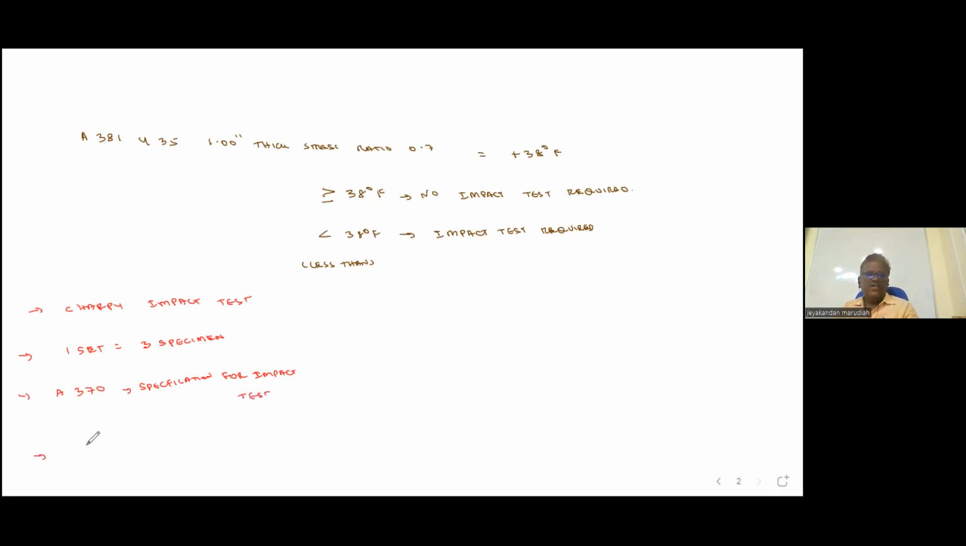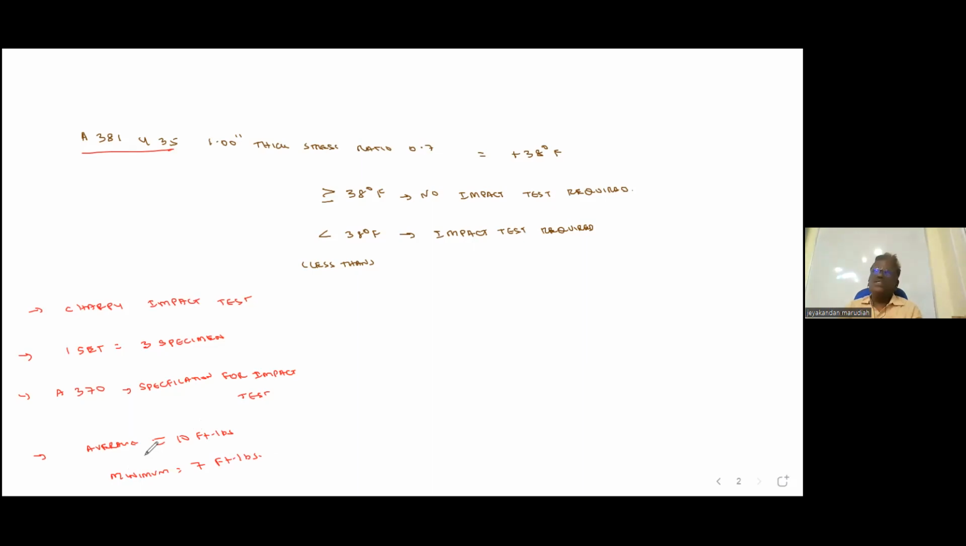So what is the value we got? What is the average value for this one? Because we are talking about this specimen. Average is 10 foot-pounds. Minimum 7. Now, what is meant by average and minimum? When you are testing 3 specimen, you will get 3 values. Average, we have to calculate the average. Average should be 10. Minimum means a single specimen minimum should be 7.